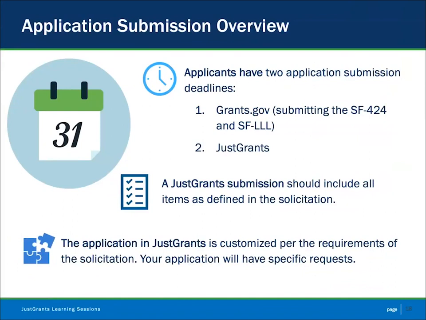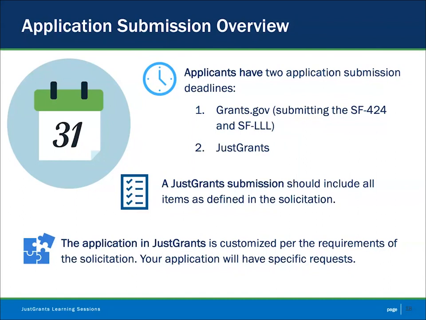Once you have located a funding opportunity with DOJ, you will submit an SF-424. If you are applying for funding from the COPS office, you will submit a supplemental to the SF-424. An SFLLL is also submitted in Grants.gov. Aside from the SF-424 and the SFLLL, which are completed in Grants.gov, most of your application is entered into JustGrants.